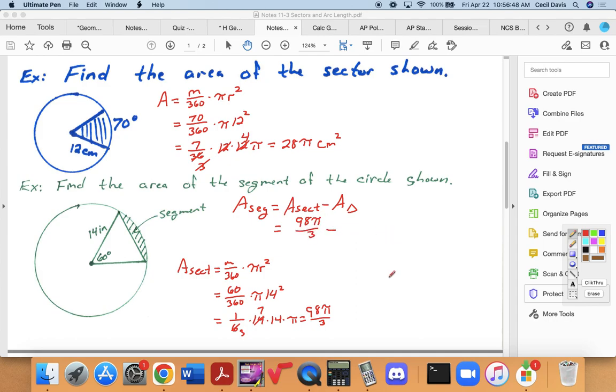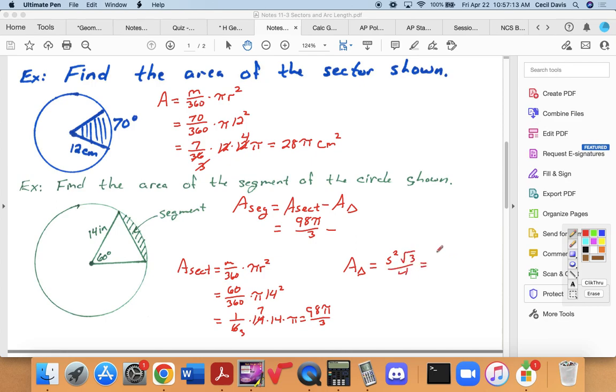And then, how can I find the area for this particular triangle? It's equilateral. Yes, it is. So all sides are congruent. So, S squared times the square root of 3 over 4. Yep. Side squared times the square root of 3 over 4.